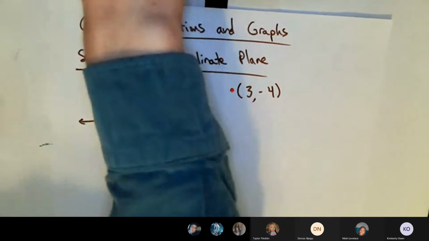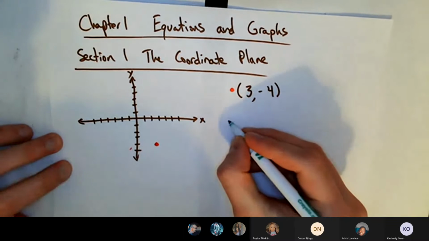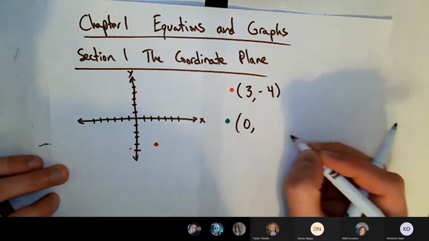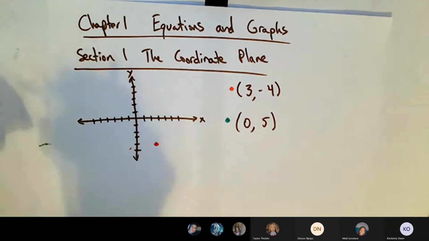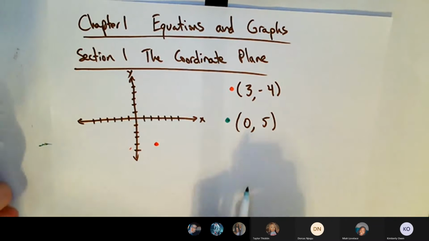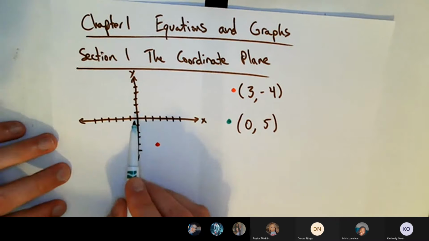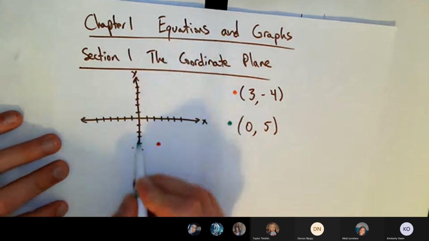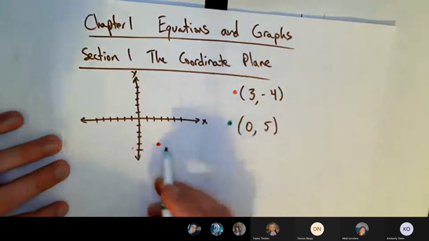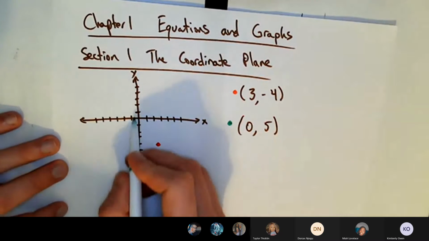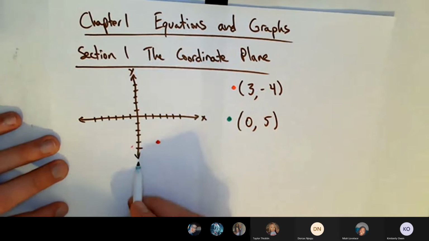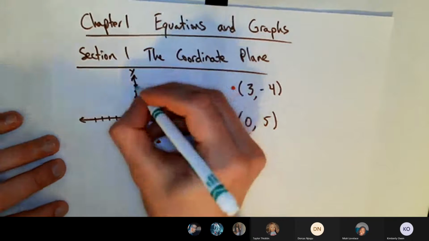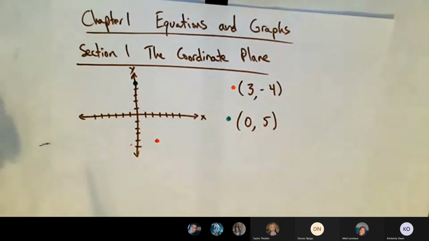We'll do another one just because. Let's say the point 0 comma 5. So the point 0 comma 5 is at x equals 0. Now x equals 0, if this is 1 and over here this is -1, then 0 is here. So that means the point is somewhere along the x-axis. I mean, sorry, the y-axis. If x is equal to 0, then the point is somewhere along the y-axis. And where is it along the y-axis? Well, it should be up at 1, 2, 3, 4, 5. There's that point.